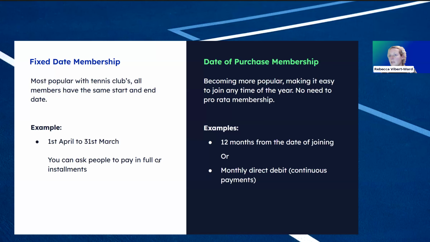The date of purchase membership is becoming more popular. It means you do less admin because you're not having to do pro rata, which some people do for the fixed date. You could have continuous, so people don't ever stop until they cancel it themselves, or you cancel it for them. That's the continuous payments, which can be in the date of purchase. You can also have a shorter period of time, or 12 months from the date of joining.